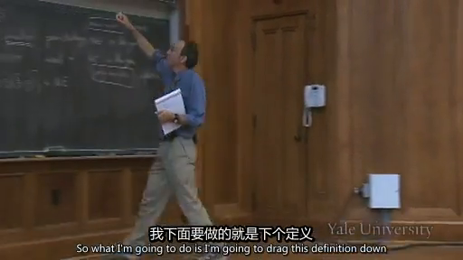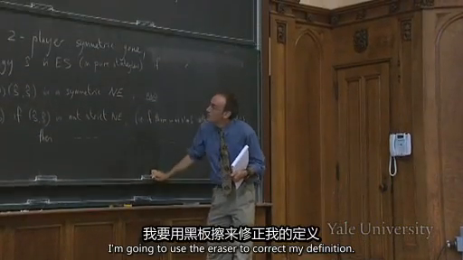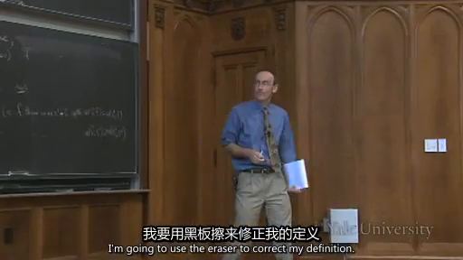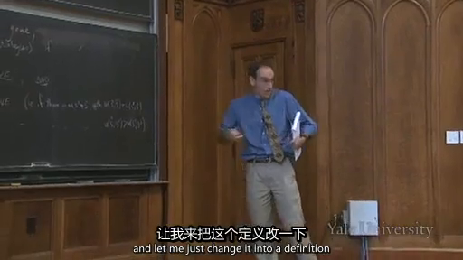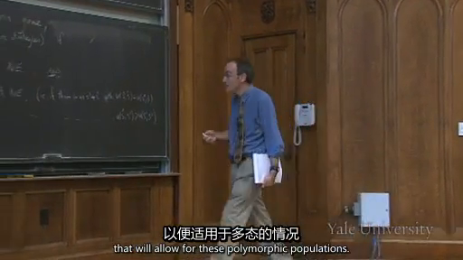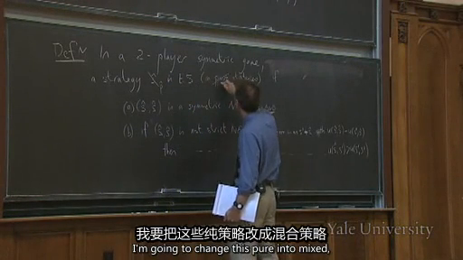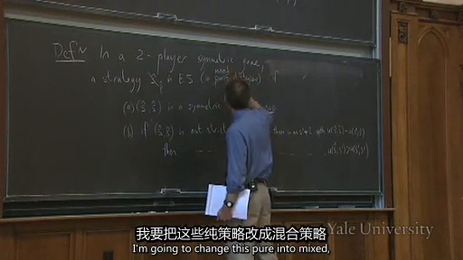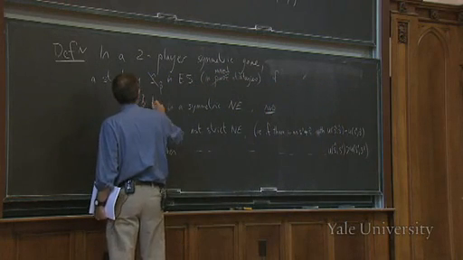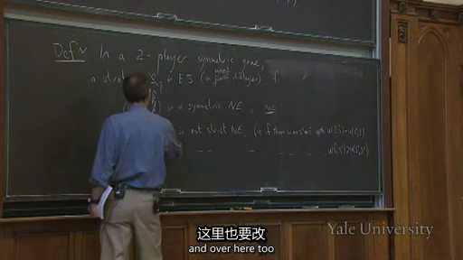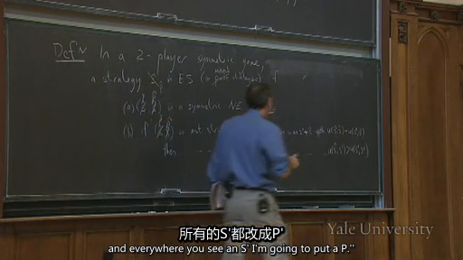So what I'm going to do is drag this definition down and do something you're not meant to do usually in teaching. I'm going to use the eraser to correct my definition. Here I have my pure strategy definition, and let me just change it into a definition that will allow for these polymorphic populations. So I'm going to change this into a p hat. I'm going to change pure into mixed, and everywhere you see an s hat, I'm going to put a p hat, and to here too. And everywhere you see an S prime, I'm going to put a P prime.